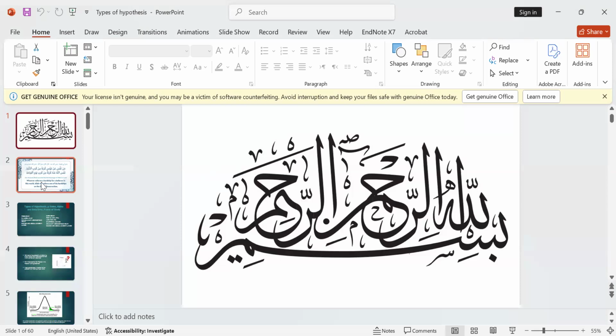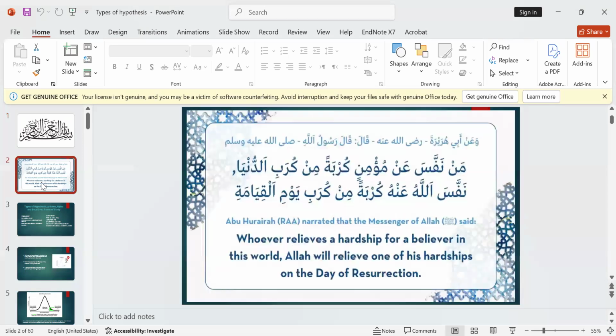Quote of the day. Abu Huraira, may Allah be pleased with him, narrated that the Messenger of Allah, peace be upon him, said: whoever relieves a hardship for a believer in this world, Allah will relieve one of his hardships on the day of resurrection.